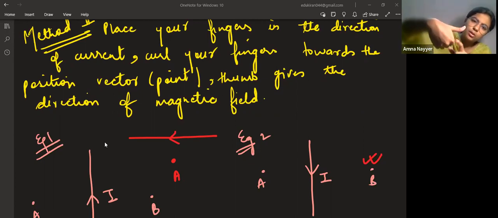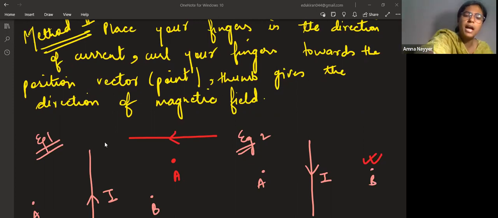Now at particular A point, if I place my hand in the screen, where is the direction of fingers? Like this, you have to check. If this is the point, keep your fingers on the point. Put the thumb direction and at that particular point, check. Your fingers, see, the fingers are pointing towards me. If I show you like this, the fingers are pointing towards me, right? So this is outside the page, not inside.